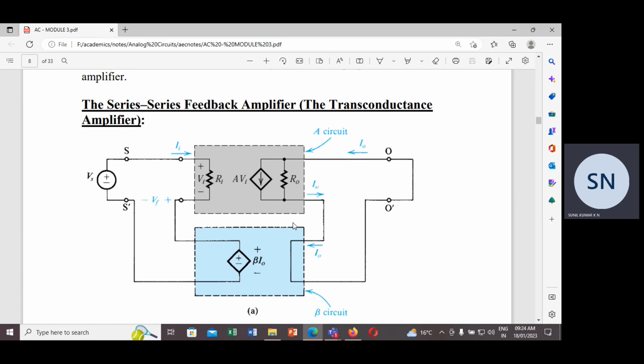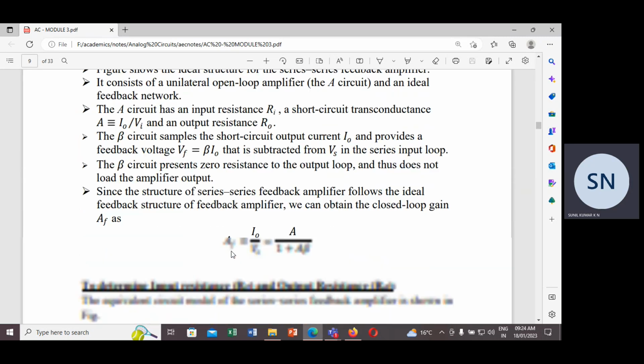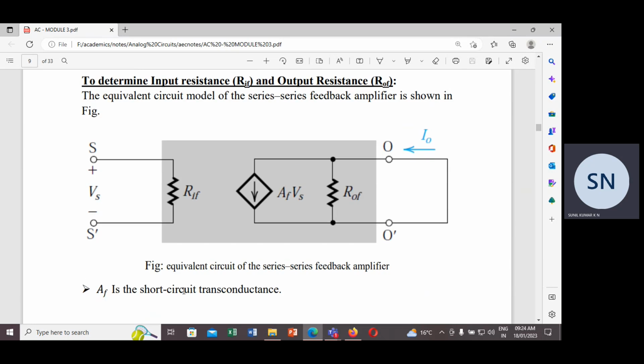And now coming to the equivalent part. Here it is not written, I think. Okay, here also they have written the equivalent amplifier, transconductance amplifier with feedback. Here you have to write the equivalent circuit of the series feedback.